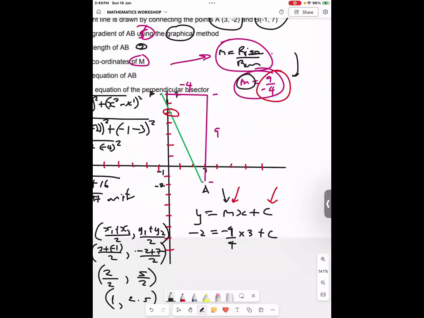Sir, I think it was positive 9 over negative 4. Yeah, it's the same thing. The whole fraction is negative. So whether it's negative 9 over 4 or 9 over negative 4, the point is that the whole fraction is negative 9/4.